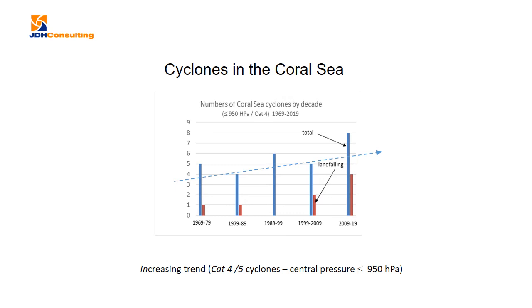The blue bar shows the total number of cyclones of that high strength in the Coral Sea. Of course, previously we talked about the landfalling ones being stronger, especially in the last decade.